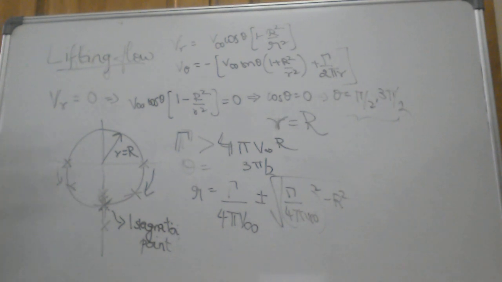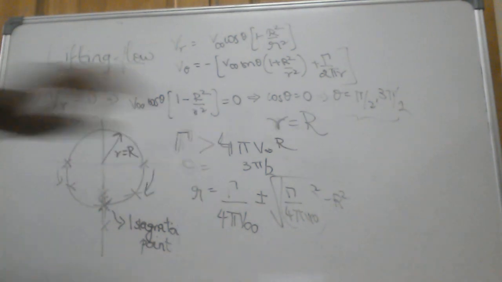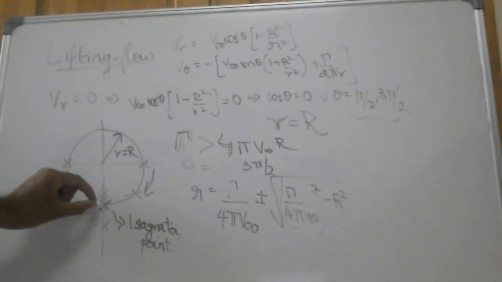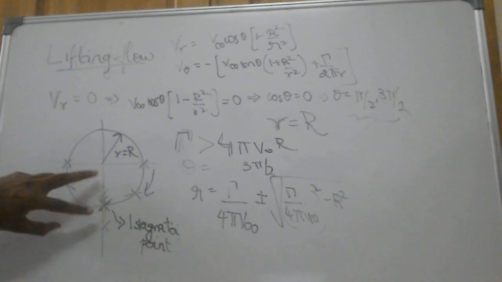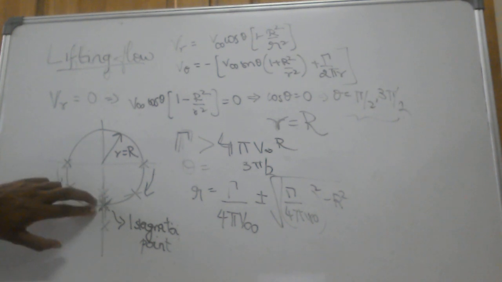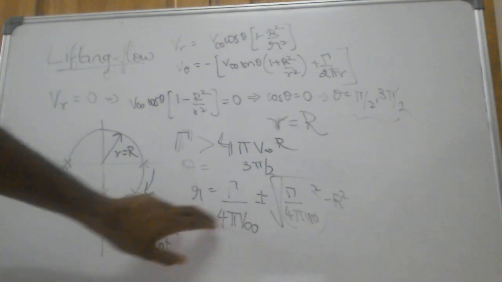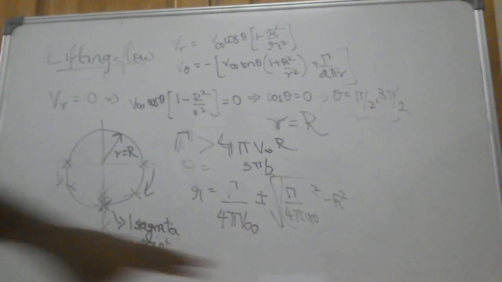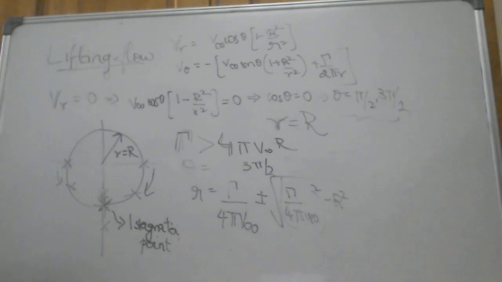And if I keep cranking up gamma further, such that gamma exceeds 4 pi v infinity r, these stagnation points now split in this direction. That is, they stay at theta equals 3 pi by 2, but the radial distance changes, which corresponds to gamma by 4 pi v infinity plus or minus square root of gamma by 4 pi v infinity whole squared minus capital R squared. So this is how the stagnation points move around in a lifting flow depending on the value of gamma. So I'll stop the lifting flow for now.